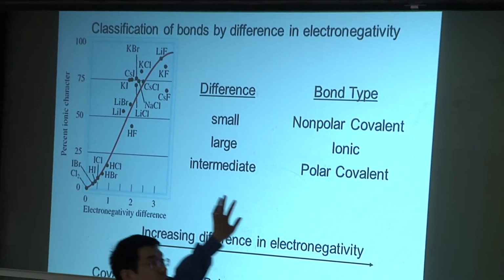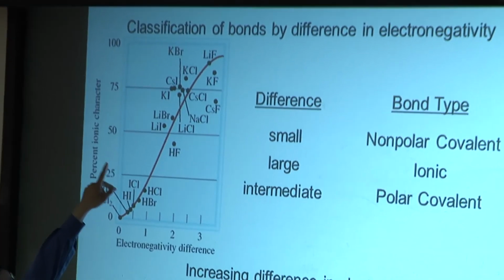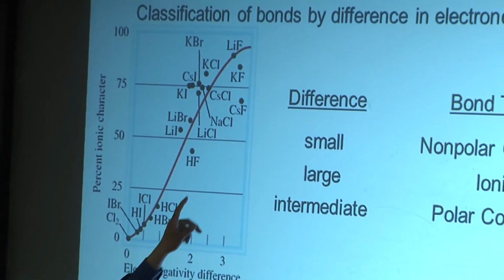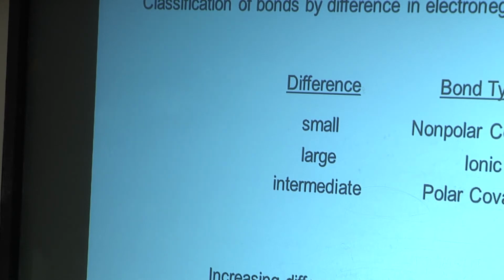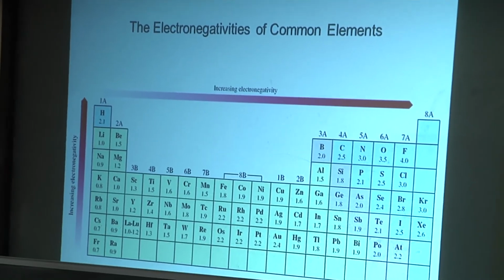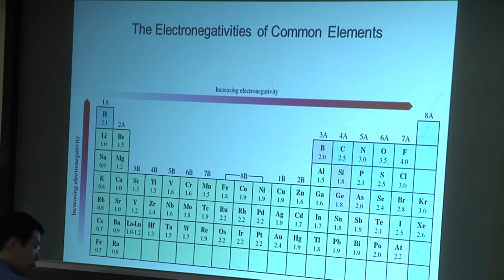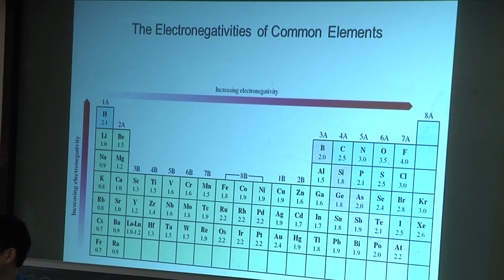So if we think about our ionic compounds, they are up on the top. Lithium fluoride, for example, potassium bromide, KCl, KF. If we just look at lithium fluoride, what's the electronegativity of lithium? Well, it's 1.0. And the electronegativity of fluorine? 4.0. So 4.0 minus 1.0 equals 3.0. On a scale that goes up to 4, 3 is quite large. So that would be ionic. And we know it's ionic because it's lithium fluoride, a metal and a nonmetal.